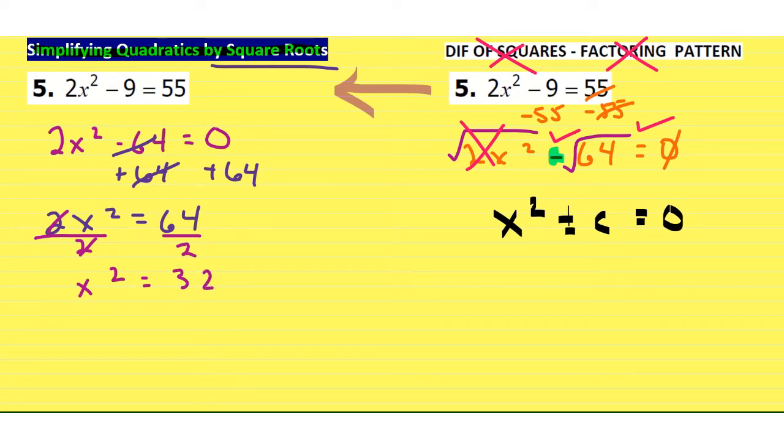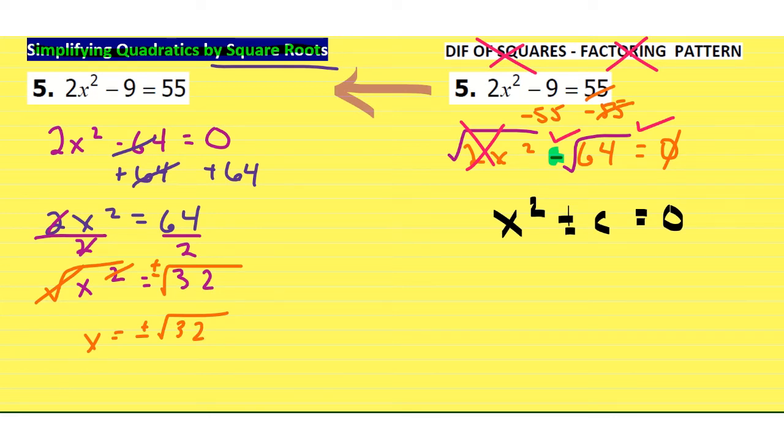So now I need to consider, how do I get rid of that squared term? So I am going to use the square root in order to eliminate the square. But if I do square roots on both sides, on the answer side, I need to write plus or minus. This square root and this square will cancel each other out. I am left with x is equal to plus or minus the square root of 32.